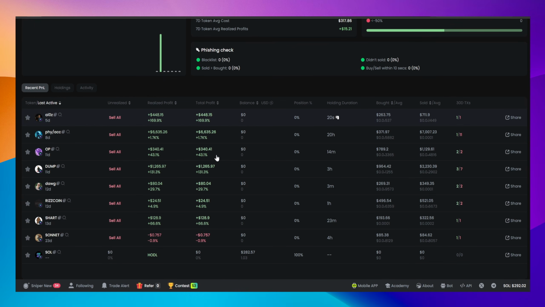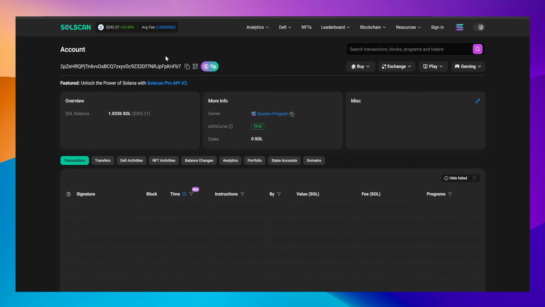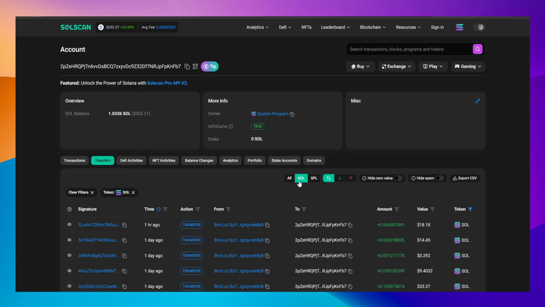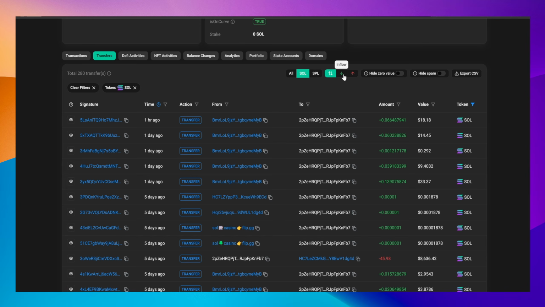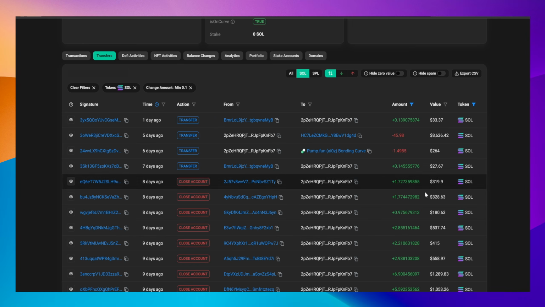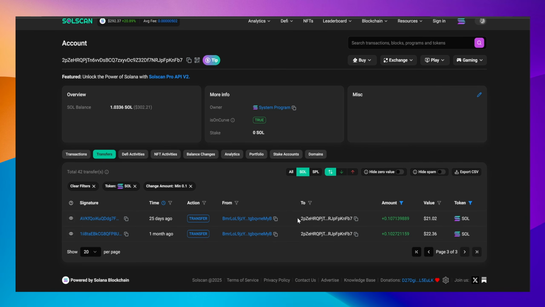So this one pretty much has the same thing. It has only one Solana despite having huge profits. That's why let's do the same thing. Let's open it on Solscan and let's see what's up with it. I'm going to go to transfers, Solanas. I'm going to increase the limit to 20 per page. Amount is going to be 0.1. And let's go to the first page and see who funded this wallet.